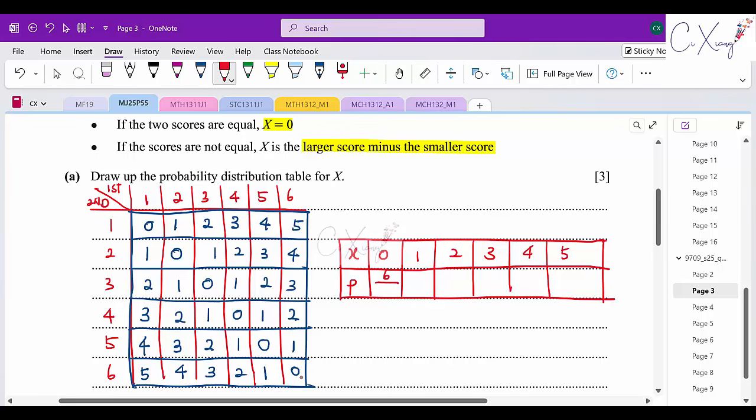over the total outcomes that you have here. 6 times 6 is 36, so you have 6 over 36. If you want to simplify the answer, you also can. Alright, so we repeat the same process for all the other values of the x.